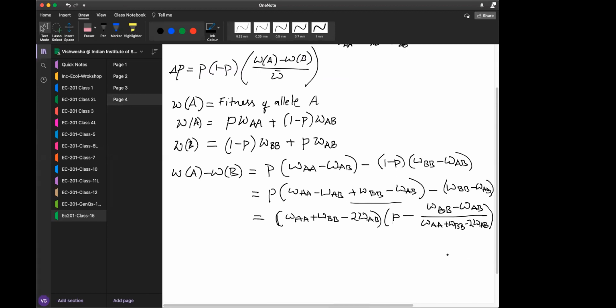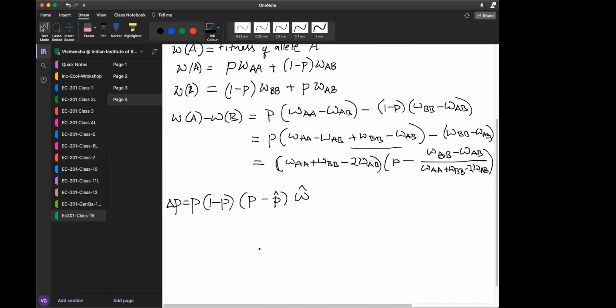So far is everyone fine? Now let's plug this entire thing into the delta P equation. Therefore, delta P is equal to P into 1 minus P into P minus some P hat times, let's also say, omega hat. Okay, so I will just describe all these things now.